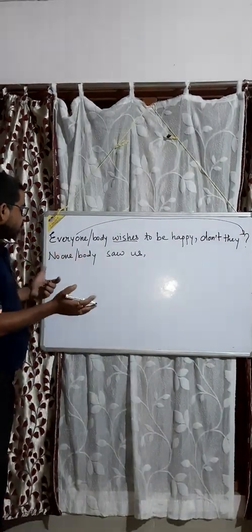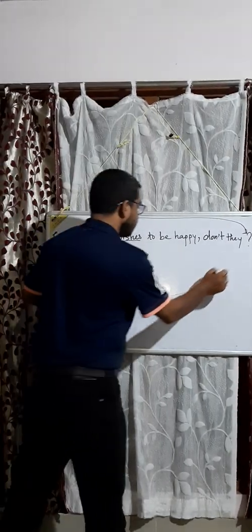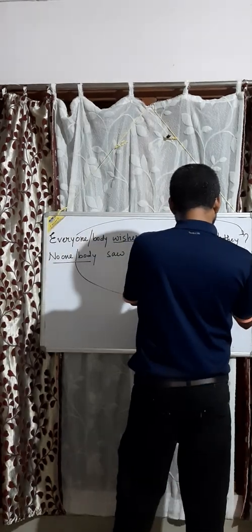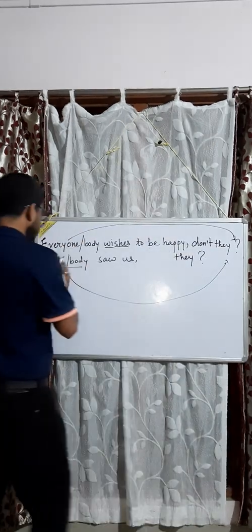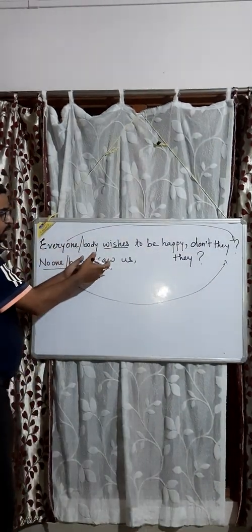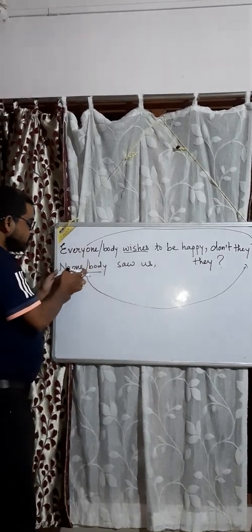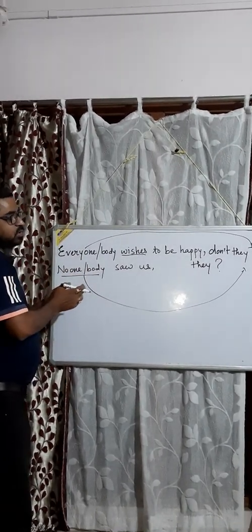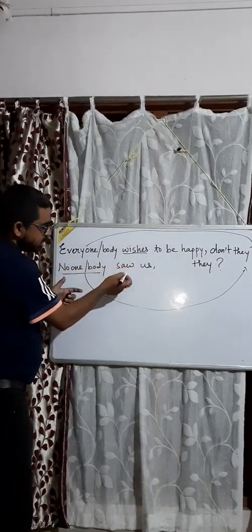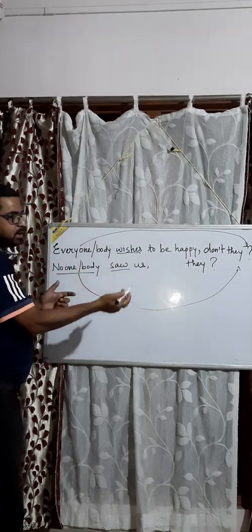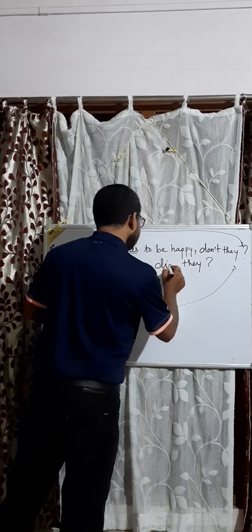Similarly, with the expressions no one and nobody also, we always use the pronoun here as they. It will be they. So now let us apply the steps here. This is a negative statement because the word no one or nobody is here, so our tag will be positive. Then we do not have an auxiliary verb. We see the main verb saw. It is in past tense, so for past tense we have only one option available, that is did.